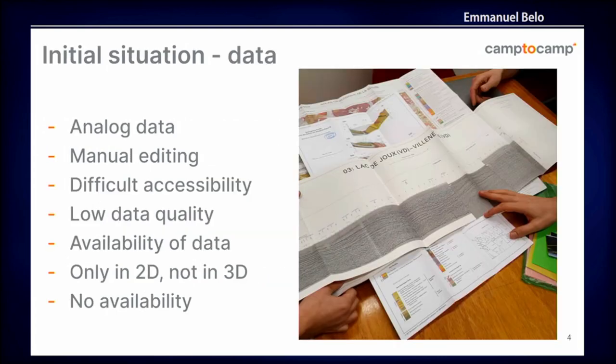The project started a couple of years ago, and what was the initial situation? We had a lot of analog data. This picture is from the kickoff. So we had a look at what existed at the time. Paper maps, a lot of manual editing, difficult accessibility, it's in the library, sometimes low data quality, difficult to get to the data, and really there was a need for a portal.